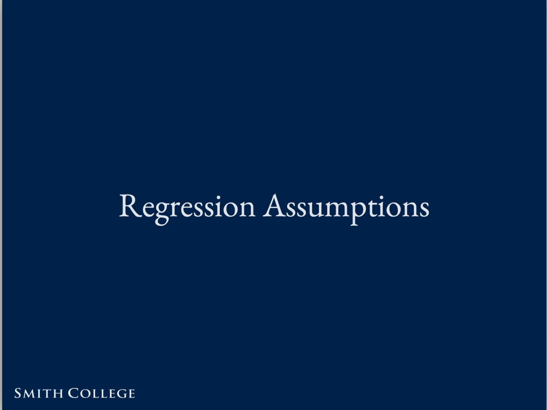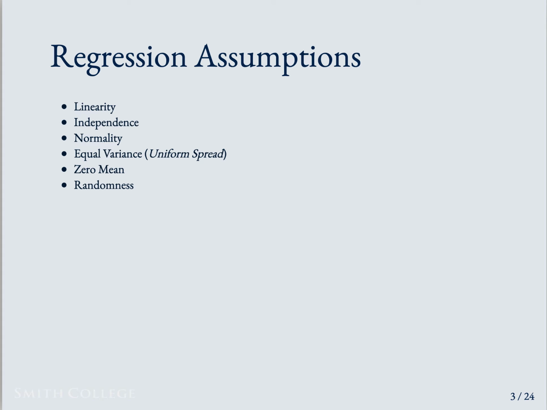We need to back up a little bit and talk in a little bit more detail about the regression assumptions, both because we didn't cover that in the previous section, but also because they pretty directly link into hypothesis testing. So the regression assumptions are listed here: linearity, independence, normality, equivariance, or what the book refers to as uniform spread, zero mean, and randomness.